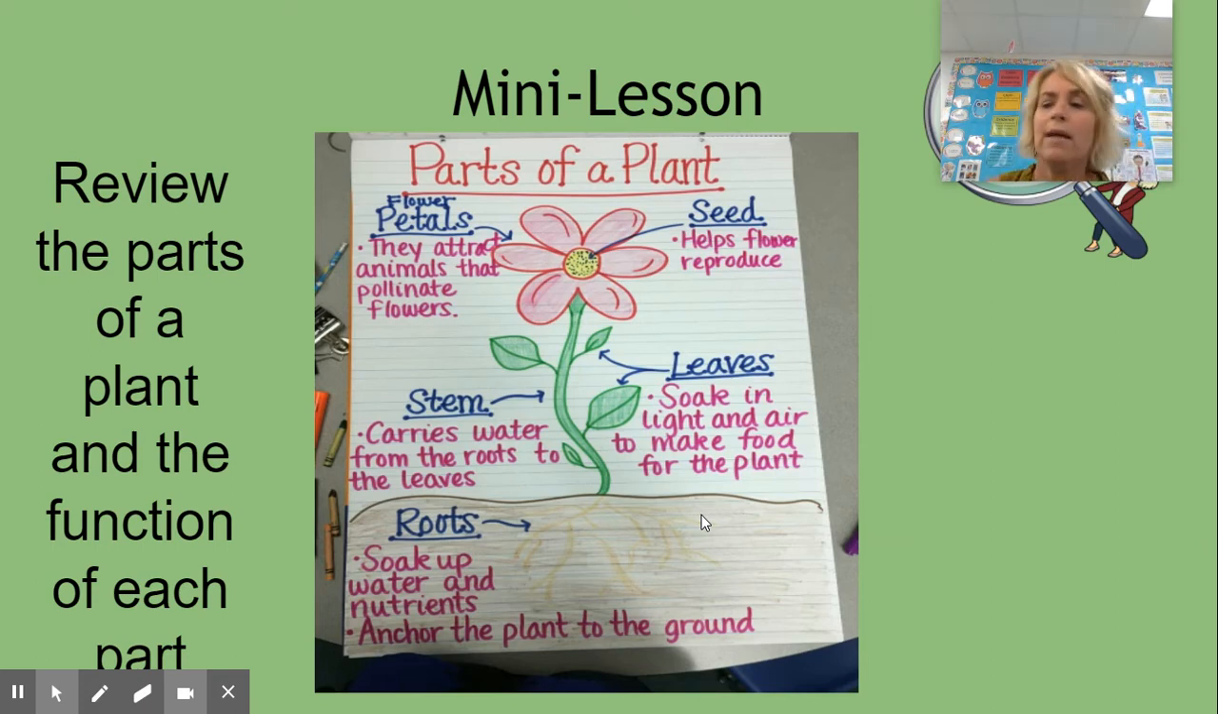Okay. Also, I have a model today, and we often use models in the science classroom. And a model is just a version of the real thing. So this is a model. We've got, of course, the flower, and inside our flower, we've got the seed, we've got our leaves, we've got our roots, and our stem. So this is a model of a plant. And we use models in the science classroom.